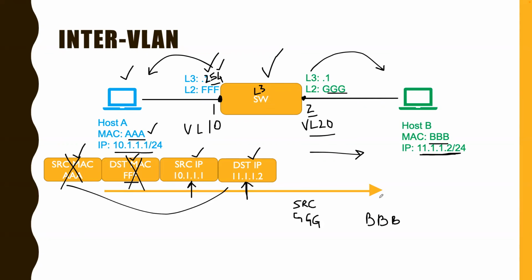Source IP? The L3 switch IP? No, the source IP will not change. It stays 10.1.1.1. Destination IP? 11.1.1.2. That will also not change. So what we have seen over here is that in each network segment our MACs are changing, but our IPs are not changing. Our source IP and destination IP remained the same, but our MACs are changing.